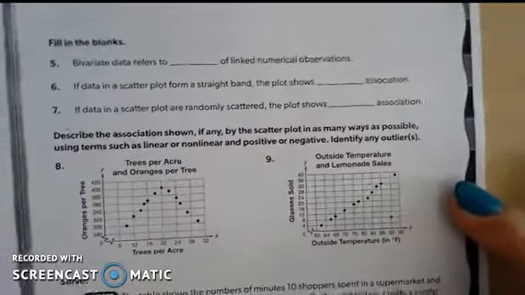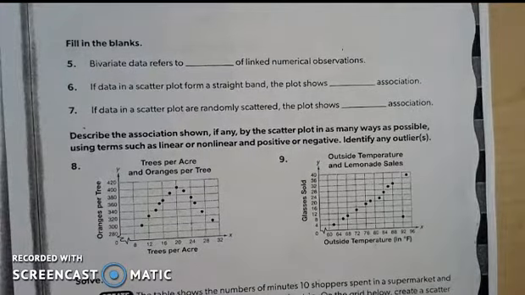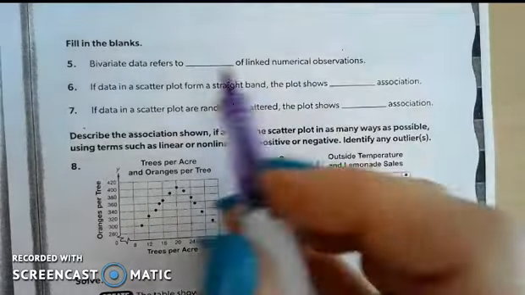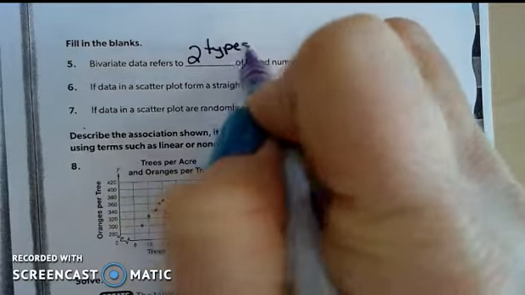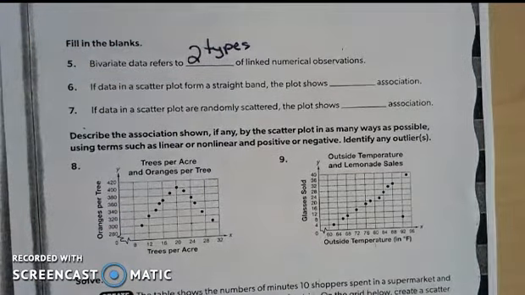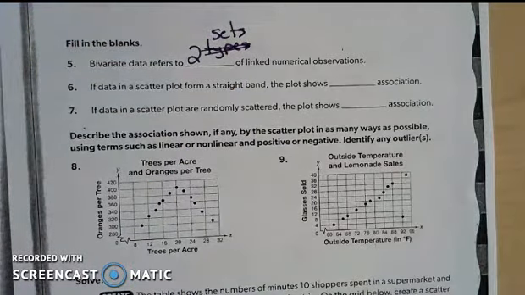Number 5, this is the one that kind of stumped everybody. Bivariate data refers to blank of the linked numerical observations. Bivariate means 2. So we had 2 types of linked numerical observations, or 2 sets, not types. Let's go with sets. Bivariate means 2 variables, and 2 sets makes this make sense.